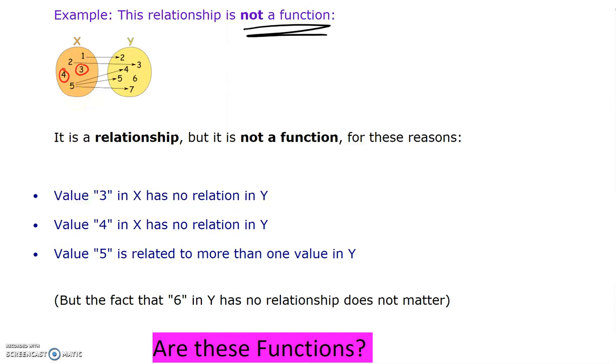The second thing I want you to see is this one input has 1, 2, 3 outputs. That cannot happen. So in a relationship, it is not a function for these reasons. Value 3 in x has no relation in y. Value 4 in x has no relation in y. That's what we talked about. And value 5 is related to more than one value in the outputs. So there we go.